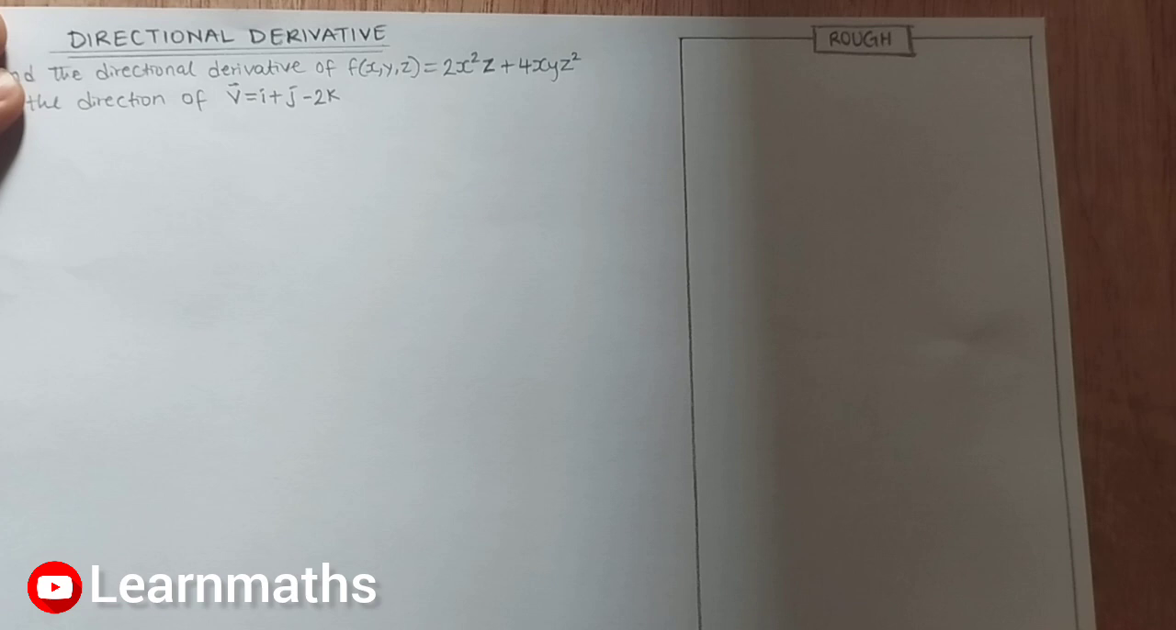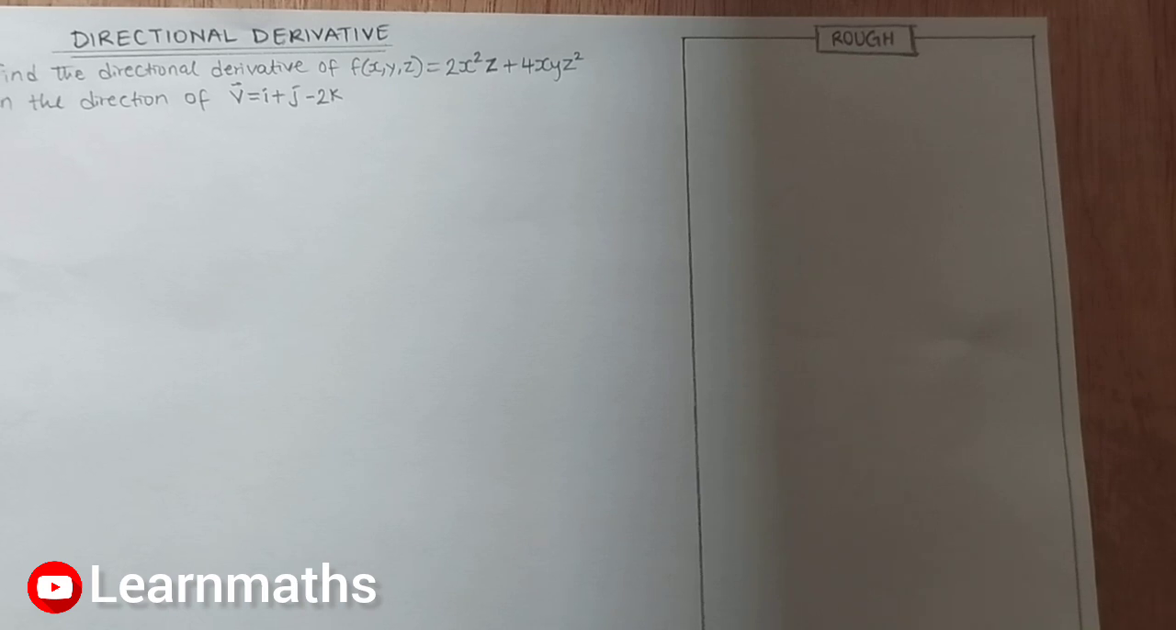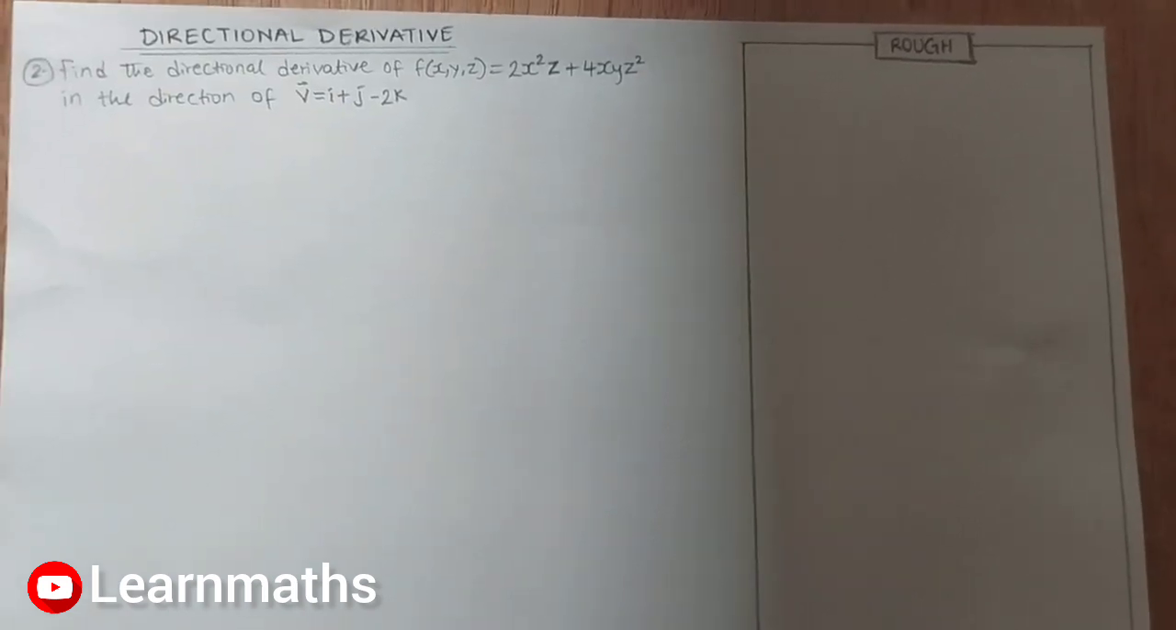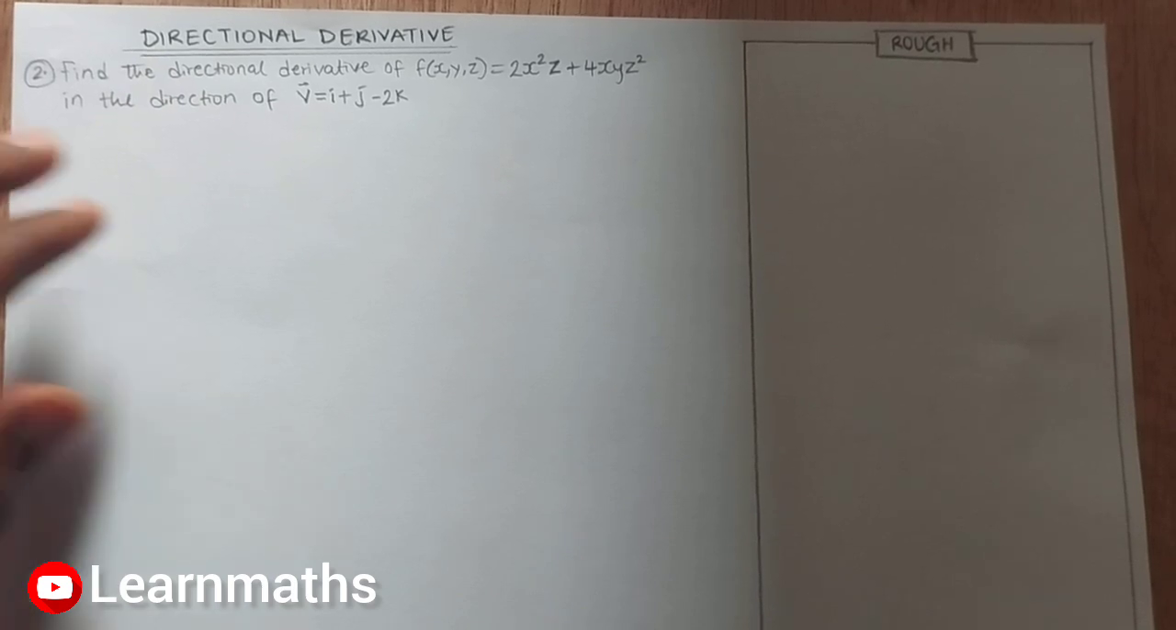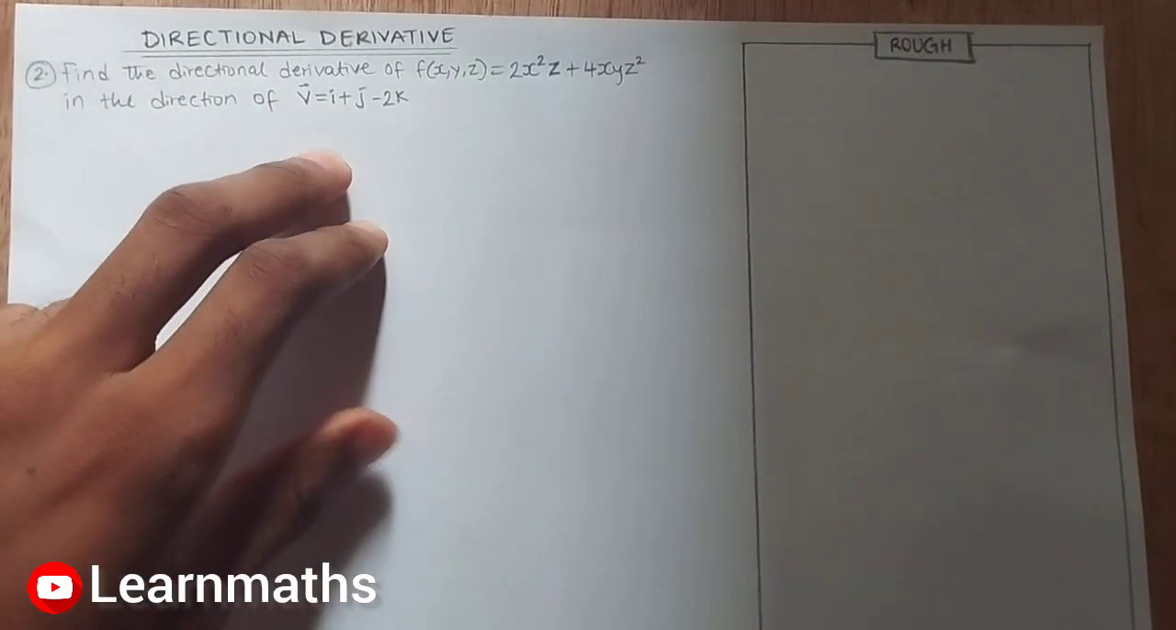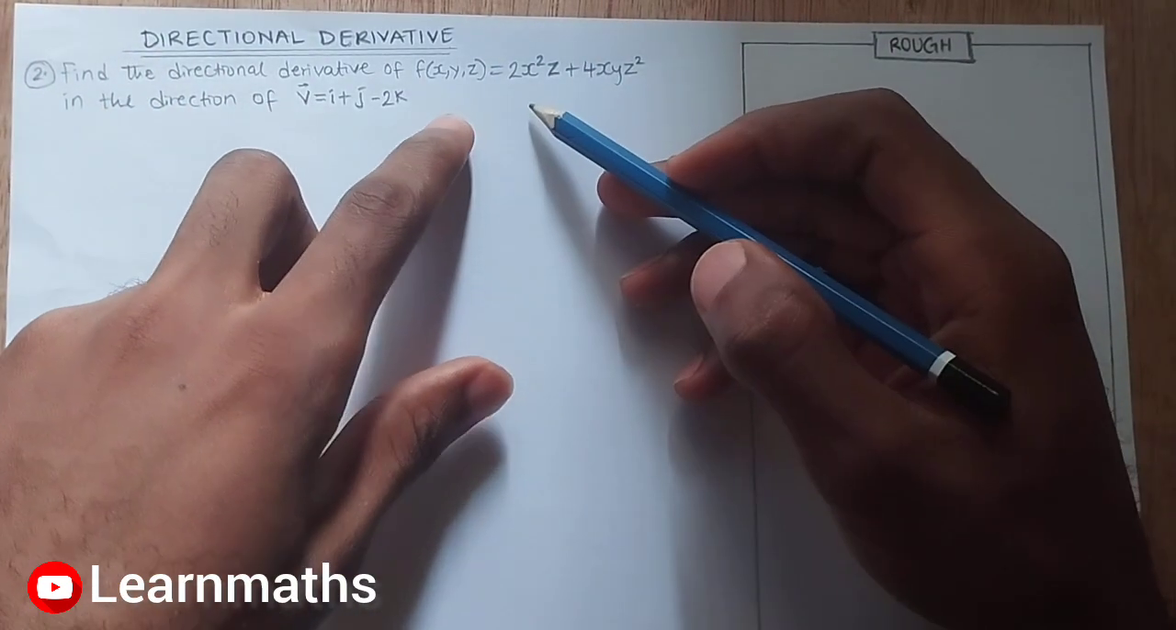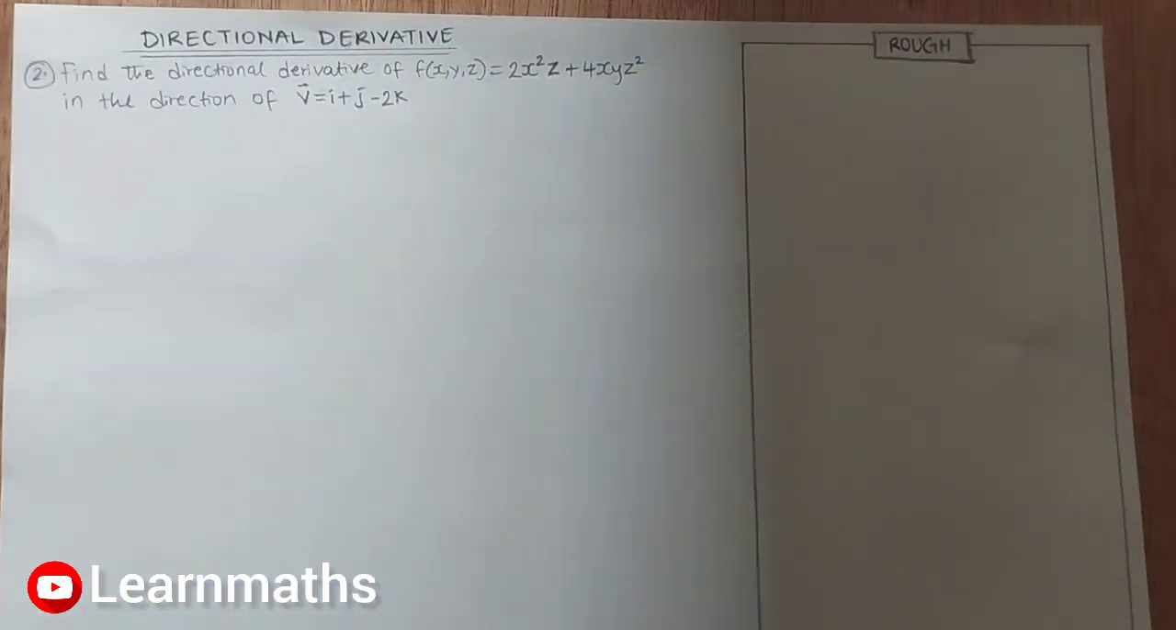This function depends on three variables, x, y, and z. We are asked to find the directional derivative of this function in the direction of this unit vector. Maybe we're still going to edit this and add a specific point. But first, let's just make sure that you understand this.